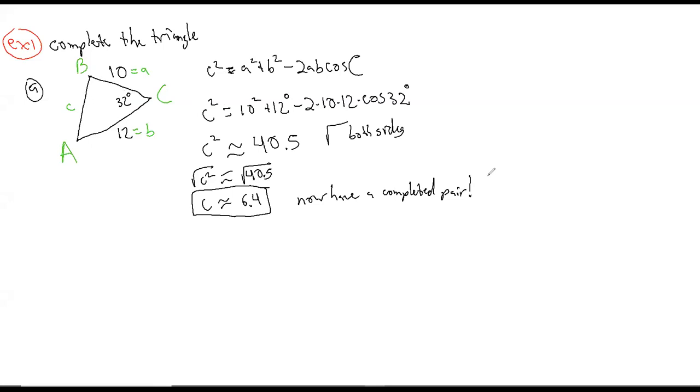When you have a completed pair, that means you can use the law of sines. I almost said cosines there, the law of sines. Now, if I had 2 angles at this point, we'd go ahead and find the third, but we still don't have a second angle, which is what we're probably about to do.